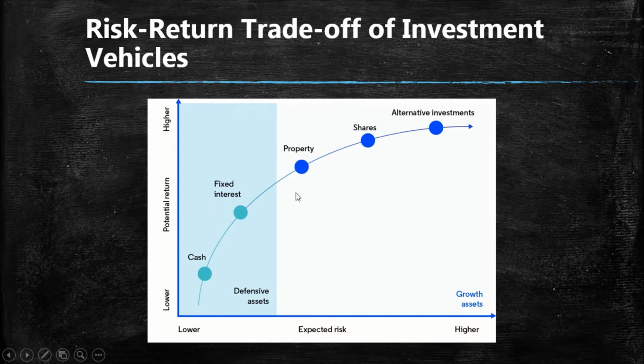So here, after this shaded area here, alam na natin that as we progress with our table right here, no, yung expected risk natin, yung return at yung risk tumataas, and so property shares and other alternative investment would be considered as growth assets. So meaning they can give you more potential gains or returns in the future.